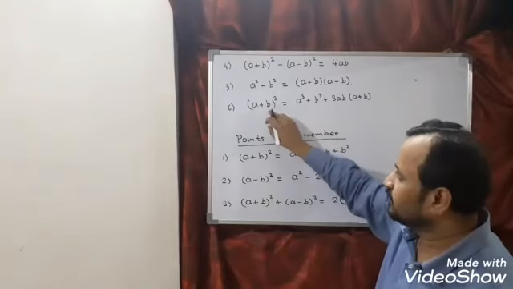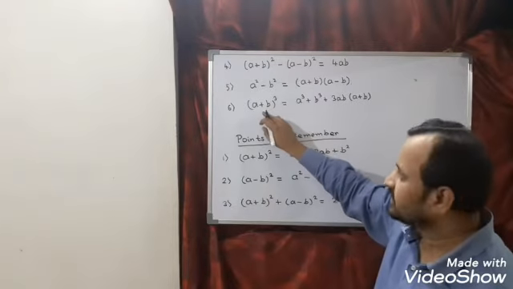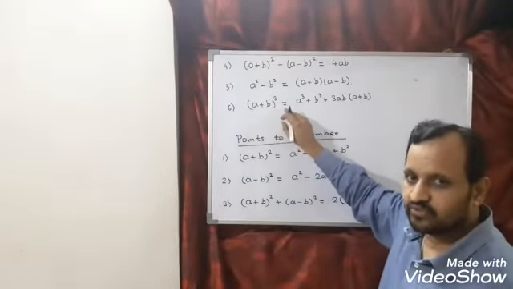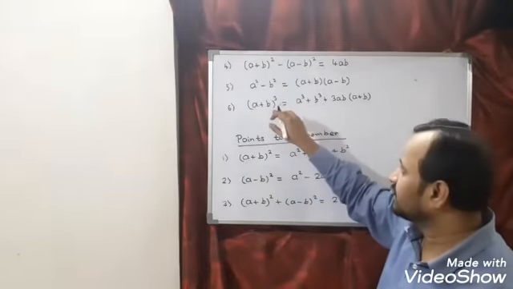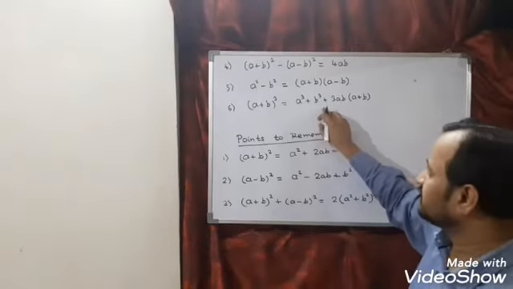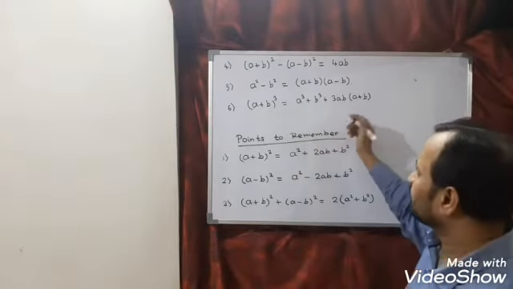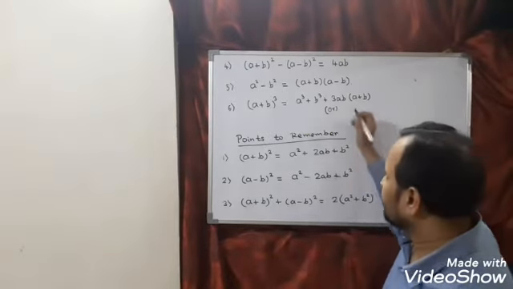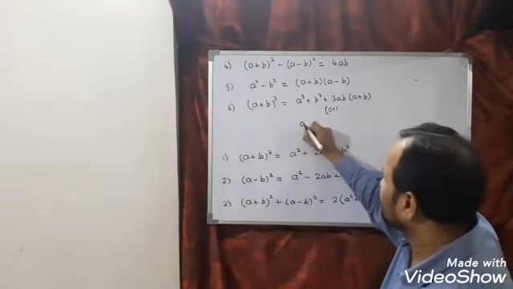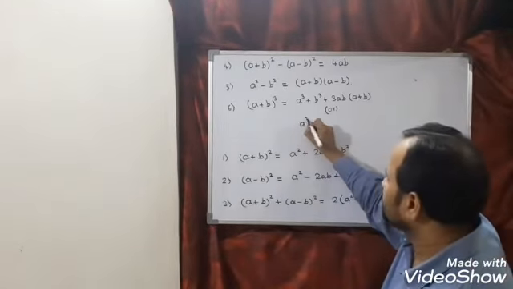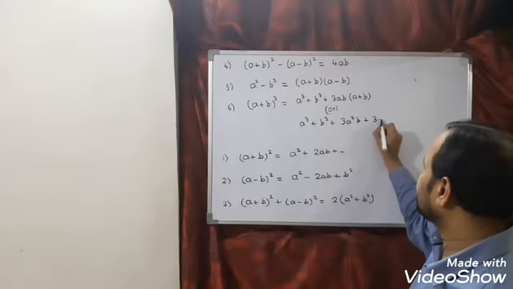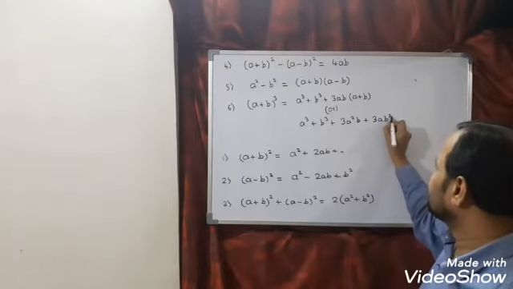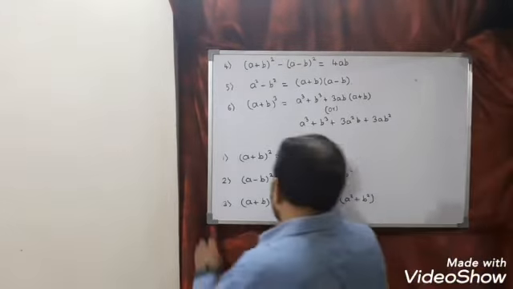Suppose this a plus b cube we can write as a plus b into a plus b into a plus b. When you multiply, you will get a cube plus b cube plus 3ab into a plus b. Or you can expand this and you can write as a cube plus b cube plus multiply, what you will get here? 3a square b plus 3ab square.